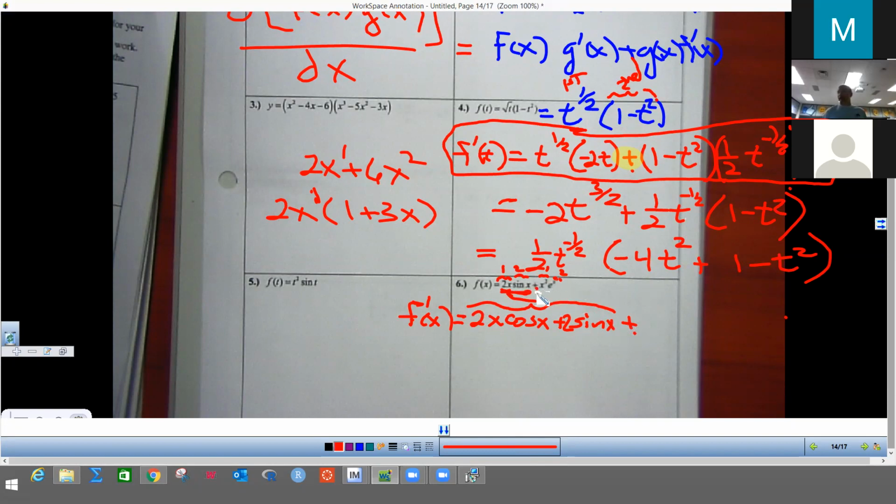Does that say x squared or x cubed? I can't see. Somebody unmute and tell me. Squared. X squared.